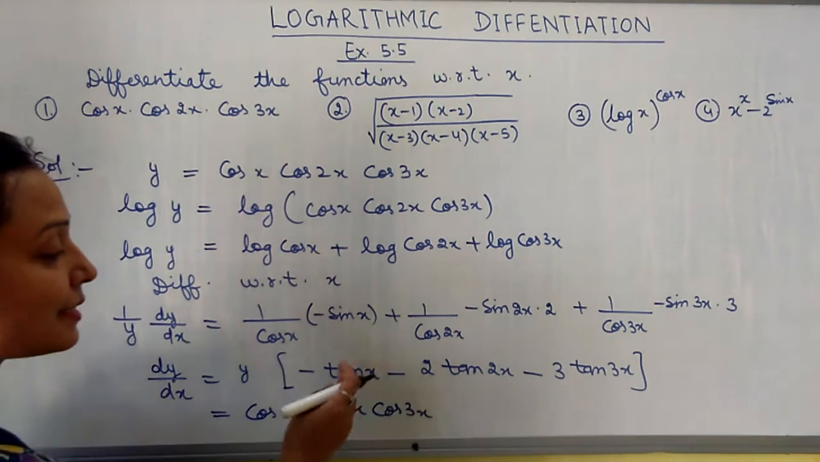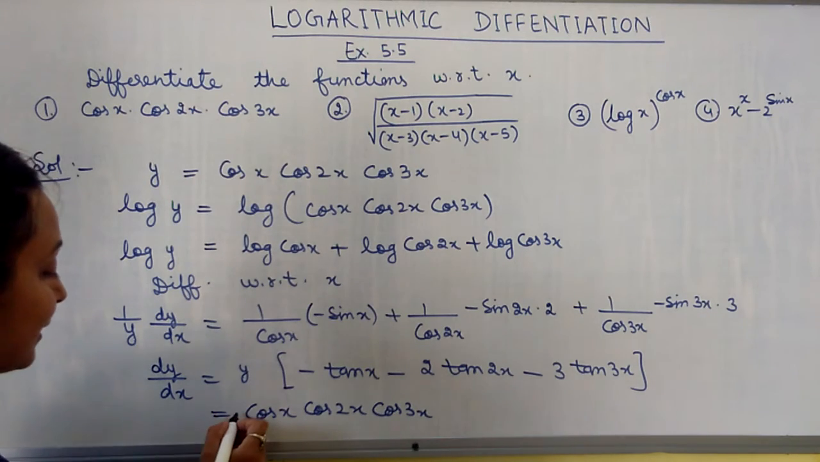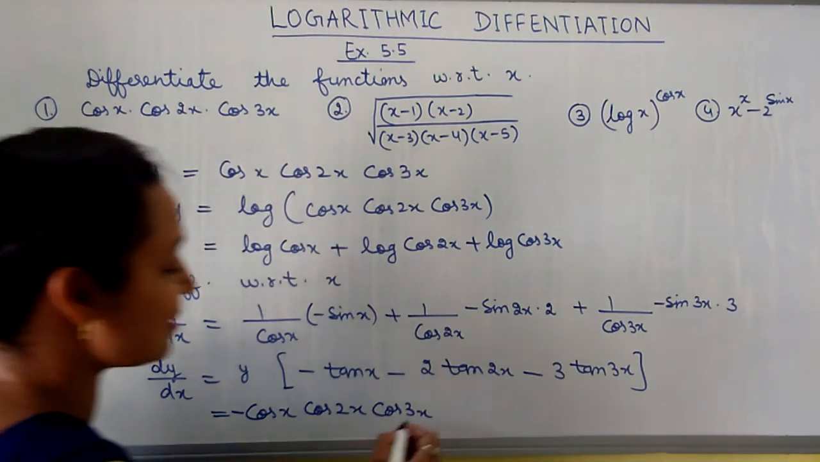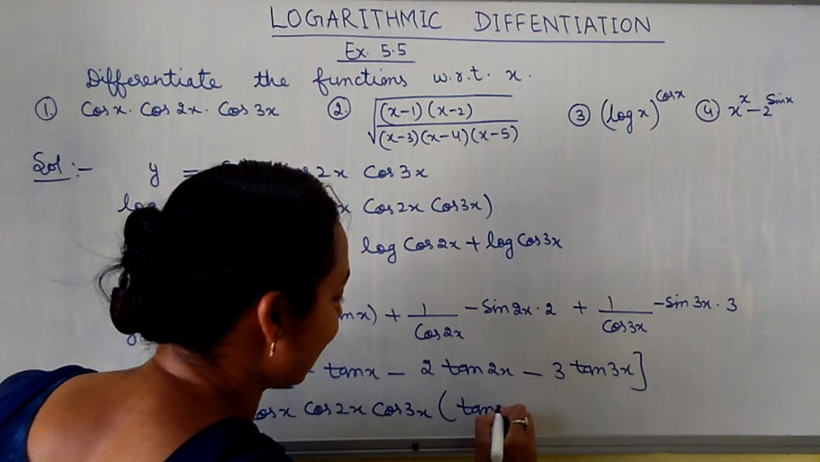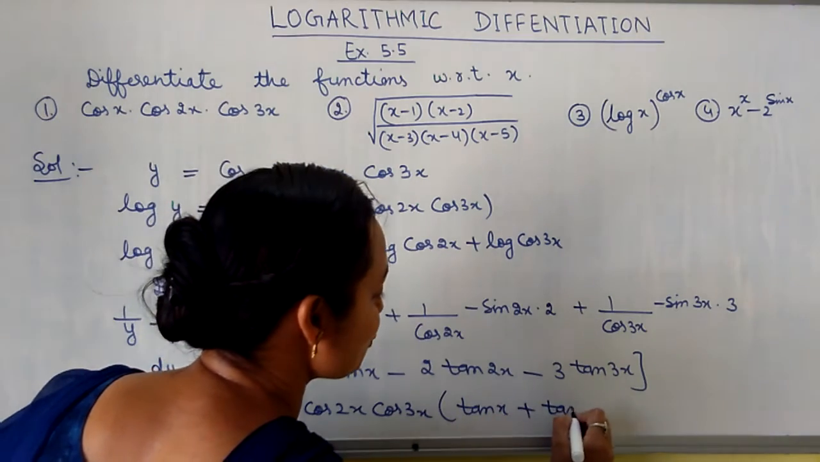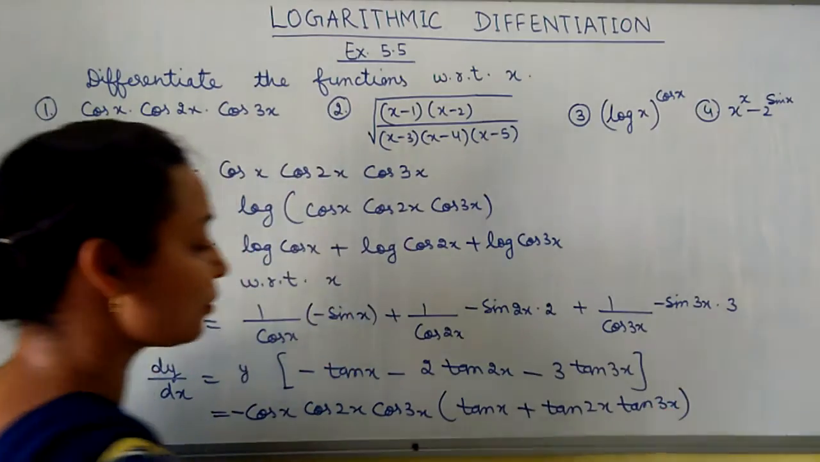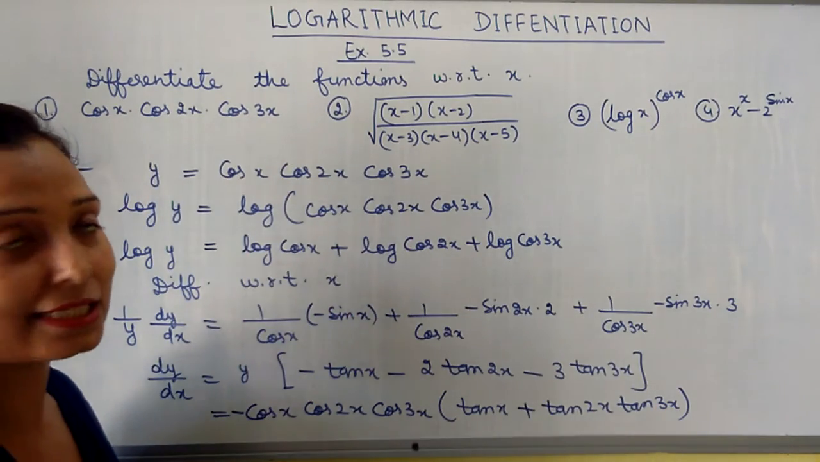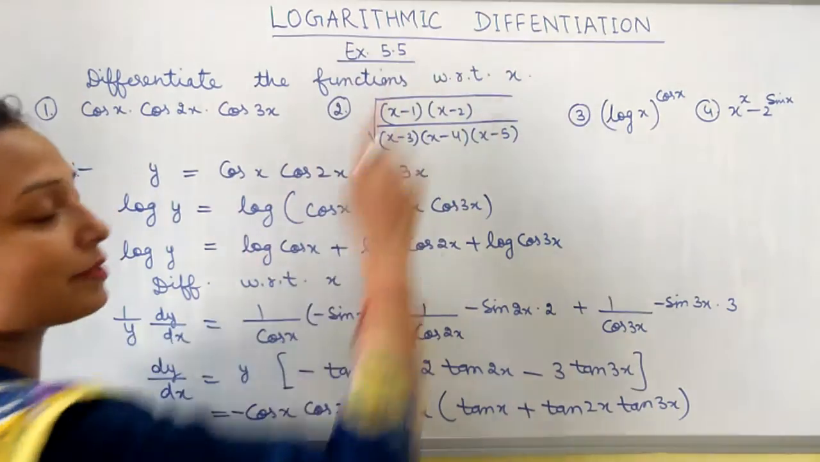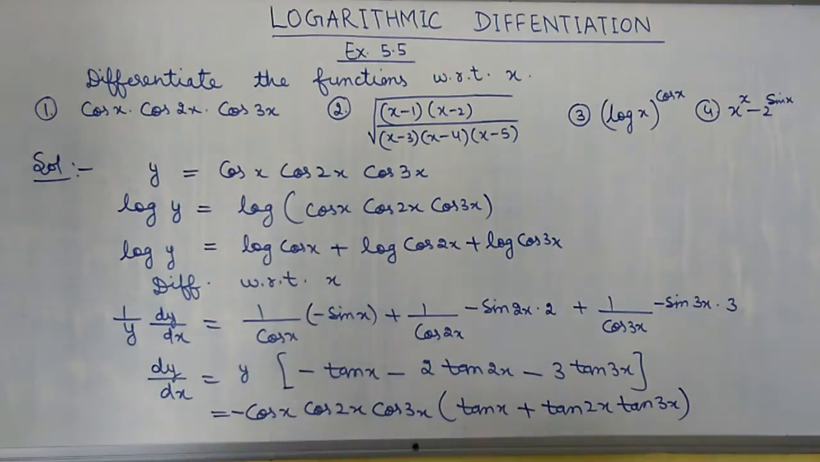You can take this negative common. How can you take this negative as a common factor? This is tan x plus 2 tan 2x plus 3 tan 3x. So this is the way to solve the differentiation by using logarithmic differentiation. Okay, very easy question. Now come to the second question.